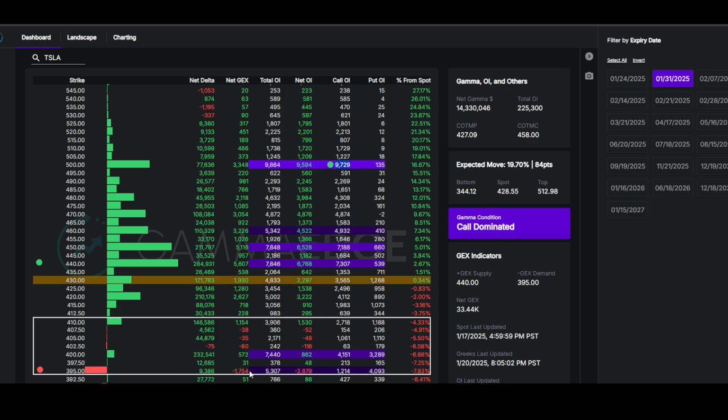395 is our lowest gamma, but it's not a very high level, so wouldn't expect too much unless we start selling off, and then we could expect some of these numbers to flip negative. We could expect maybe this 395 level to start building out. But other than that, things look pretty good for this week.